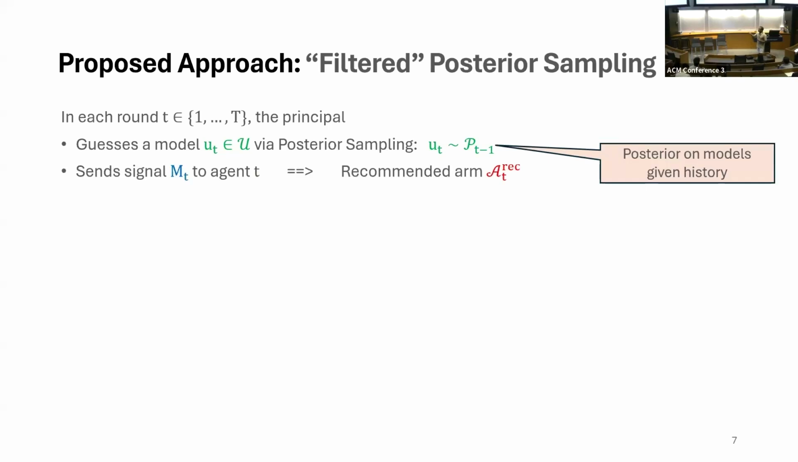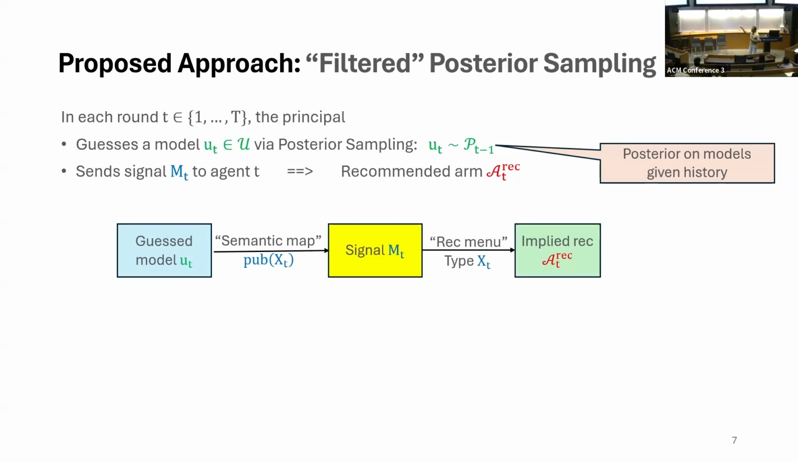Now, based on this posterior distribution, the principal sends a signal MT to the agent, which implies a recommendation AT. As to how that exactly happens: the guessed model is passed through a filter. This filter is what we refer to as the semantic map. It transforms the principal's private information, which is the sampled posterior model UT, into a meaningful signal MT. This signal is further transformed into an implied recommendation by another mapping, which is called the recommendation menu.